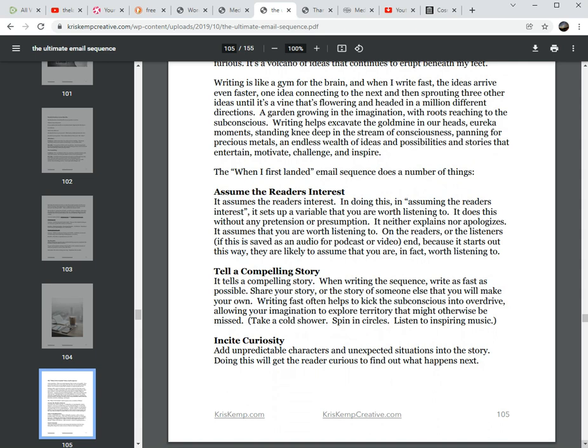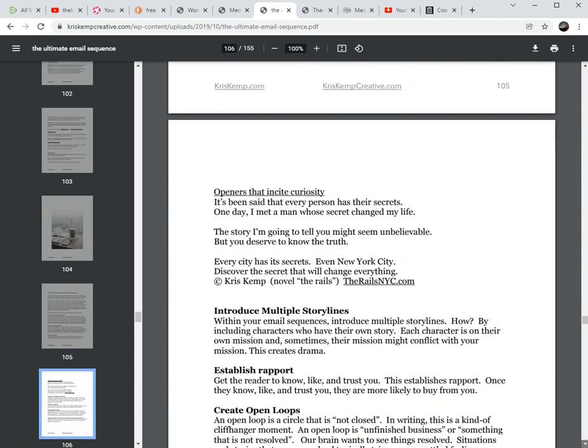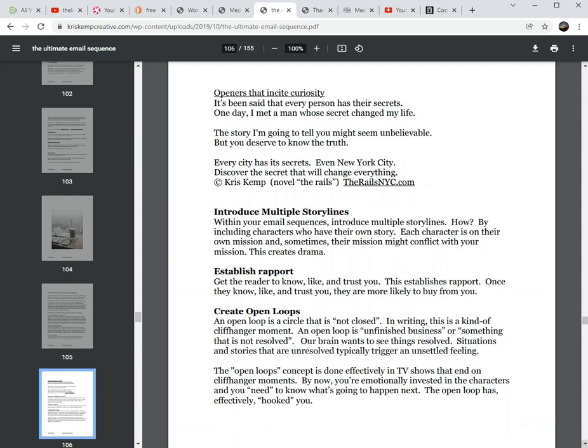Incite curiosity. Add unpredictable characters and unexpected situations into the story. Doing this will get your reader curious to find out what happens next. Here are a few openers that hopefully incite curiosity. It's been said that every person has their secrets. One day, I met a man whose secret changed my life. The story I'm going to tell you might seem unbelievable, but you deserve to know the truth. Every city has its secrets, even New York City. Discover the secret that will change everything.